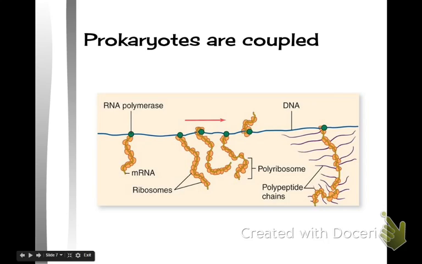All right. So prokaryotes. Remember, prokaryotes do not have a nucleus. So the reactions are coupled at the same time. At the same time that mRNA is being formed, ribosomes are attaching to the mRNA, and from those ribosomes, new polypeptides are being formed. So it's all at one step.